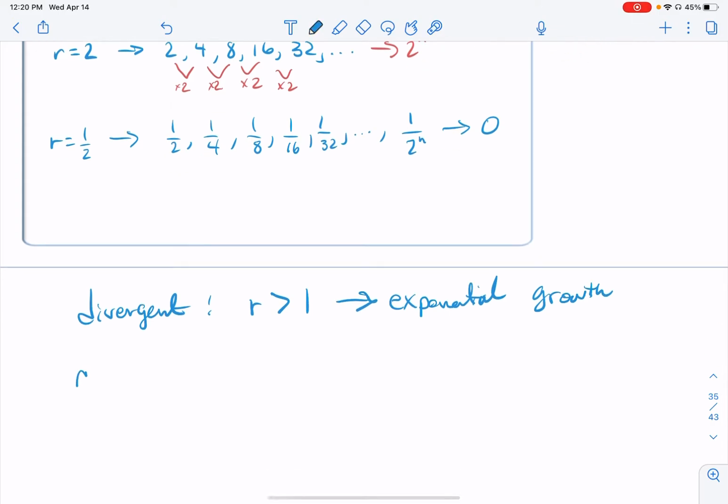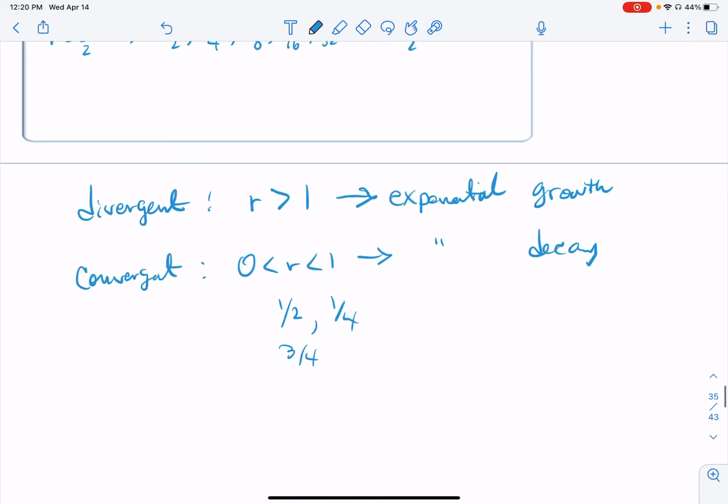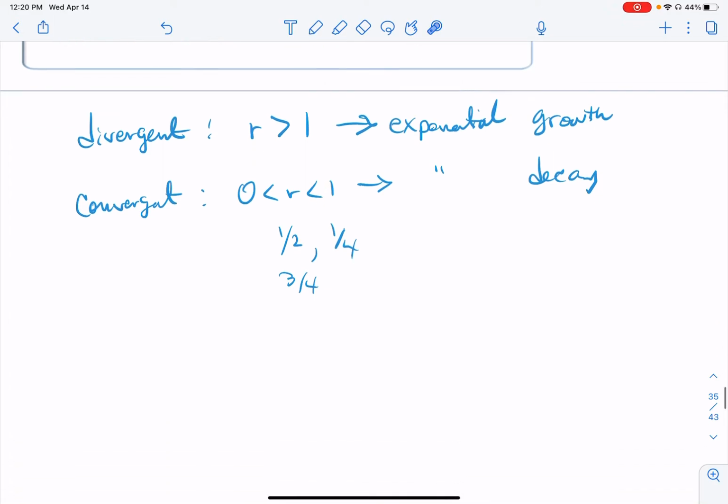You're going to be convergent if your r value is less than 1. Well, actually, let's amend this. Let's make it between 0 and 1. So you have some sort of ratio, r values like a half, a fourth, 3/4 or something like that, because this one is now exponential decay. So all of the terms are going to get closer and closer to 0. All right, okay then. Notice the number that we left out here is 1. What happens when your r value is 1?